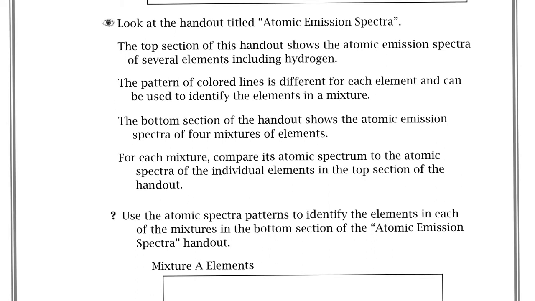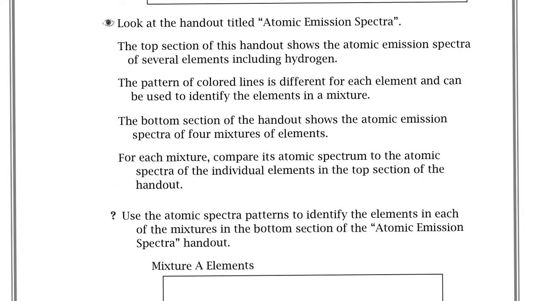Now, what we're going to be doing next is looking at the atomic emission spectra. And you can see that it says the atomic emission spectra of an atom is a specific pattern of colored lines that is seen when light is emitted from a sample of identical superheated atoms that are viewed through a prism. So you're going to look at the handout entitled Atomic Emission Spectra, and I will show you that in just a second. And we're going to be looking at the pattern of colored lines.